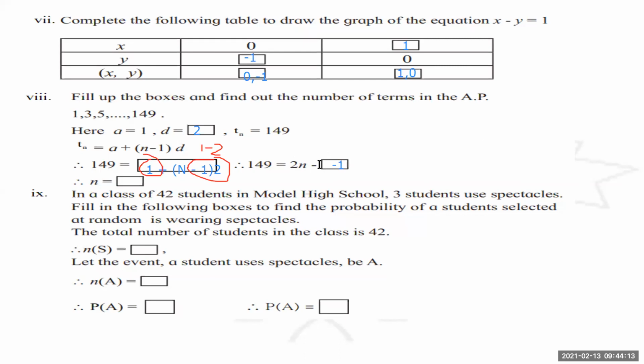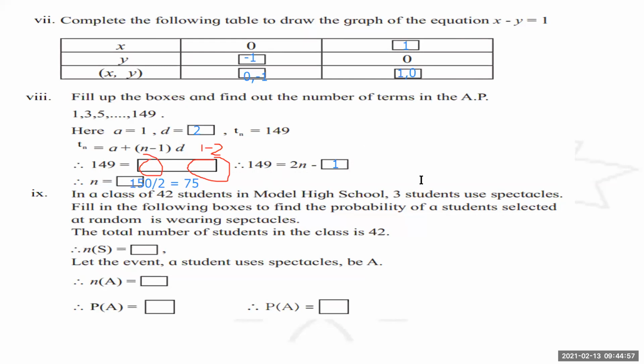Minus 1 is already given to you, so you write that as only 1, not minus 1. I have written the minus there because the minus sign is already shown. Is this clear? Now with the help of this, what is the value of n? Minus 1 when it goes to the other side becomes plus 1. So 149 plus 1 is 150. 150 upon 2 equals 75. Is it clear? Next one.